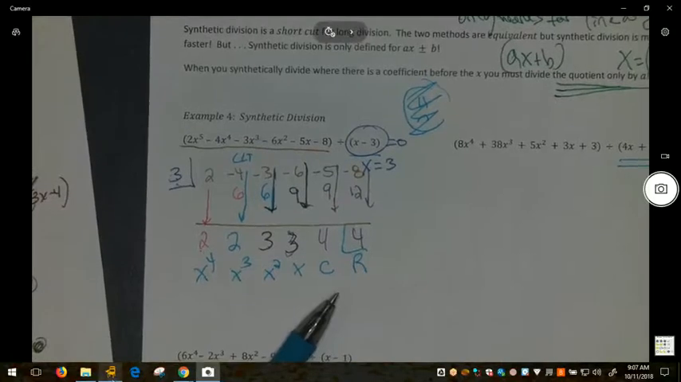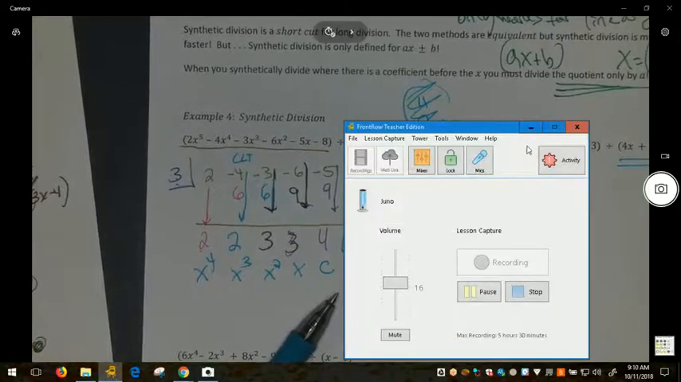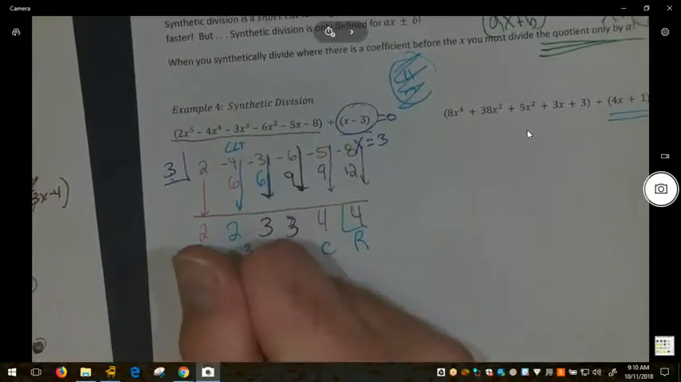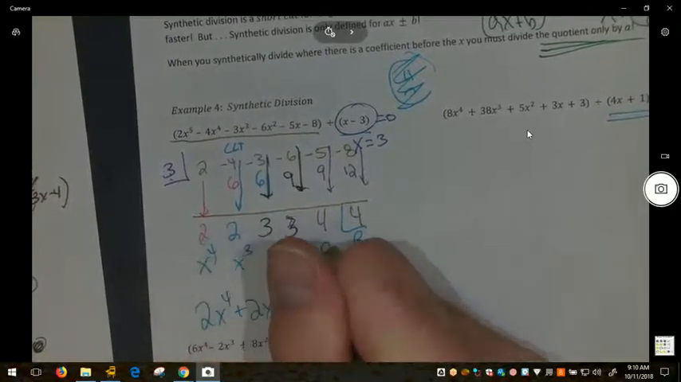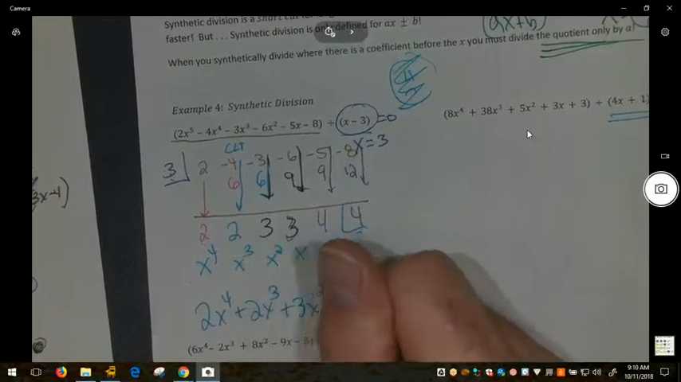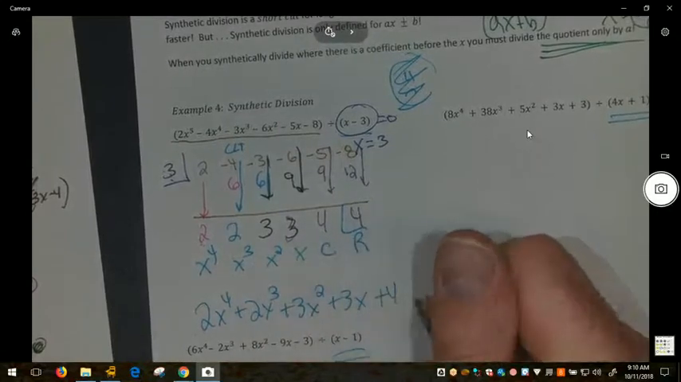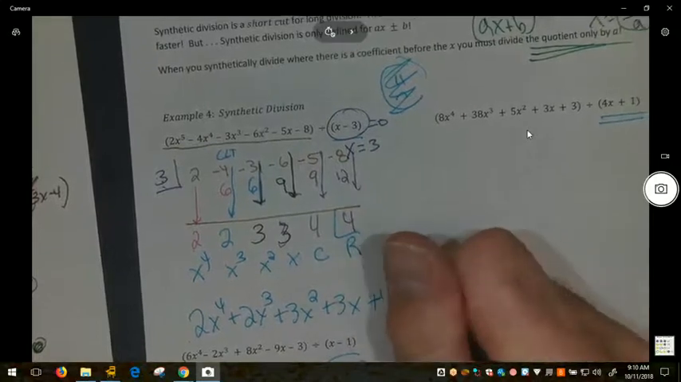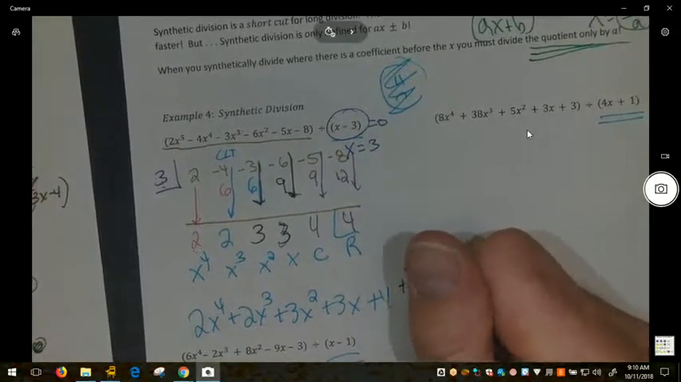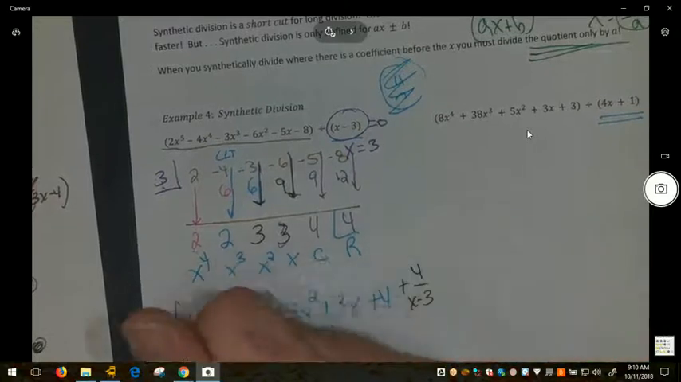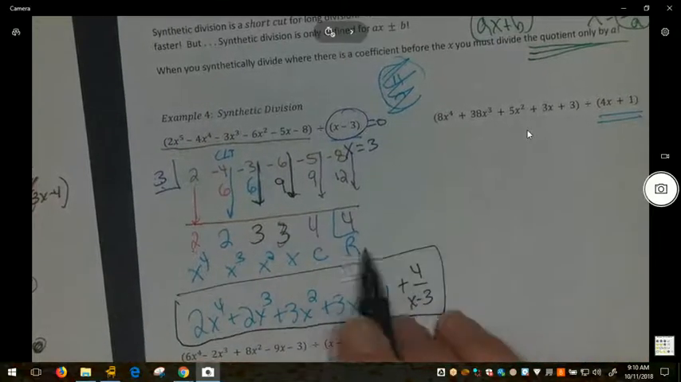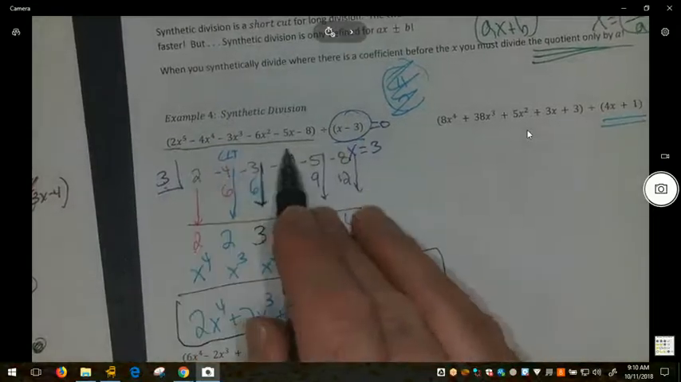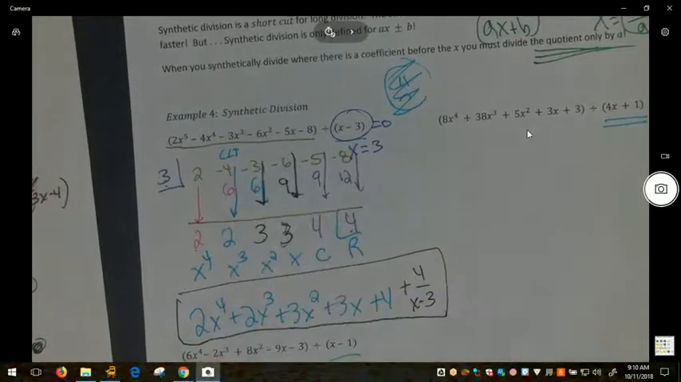This gives us 2x to the 4th plus 2x cubed plus 3x squared plus 3x plus 4 with a remainder of 4. We have to remember to put our remainder over our divisor. And so there's our answer. Because there is a remainder, this is not a factor of this dividend. It did not go into it evenly.